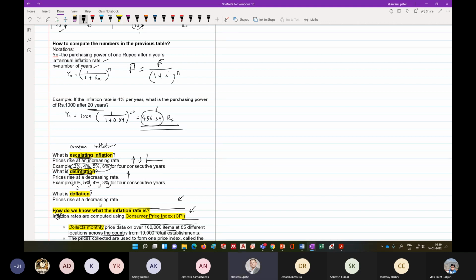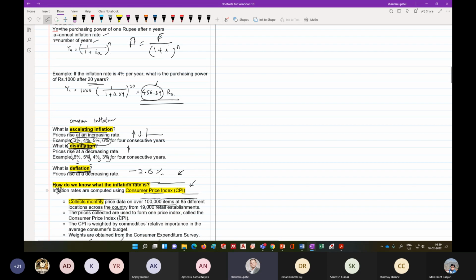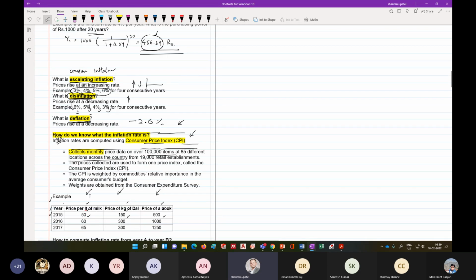And the third term we use is called deflation. Deflation means the rate of inflation is negative. So if they say the inflation rate is minus 2.6%, then we call it deflation. Is this clear? Then we talked about the CPI, how we can calculate the CPI.